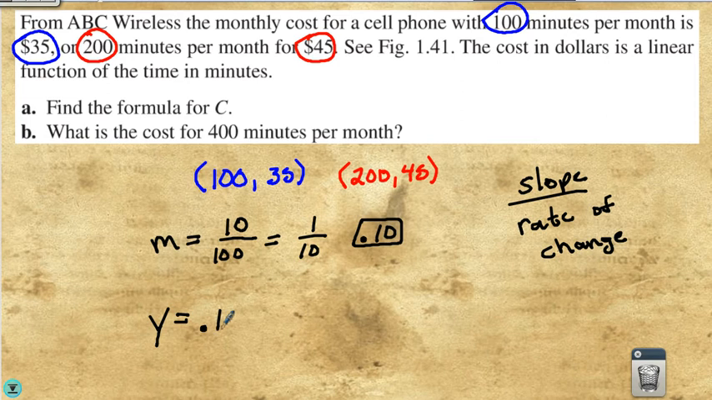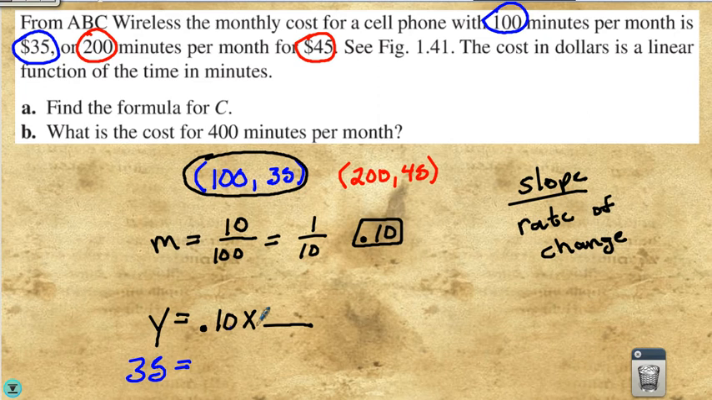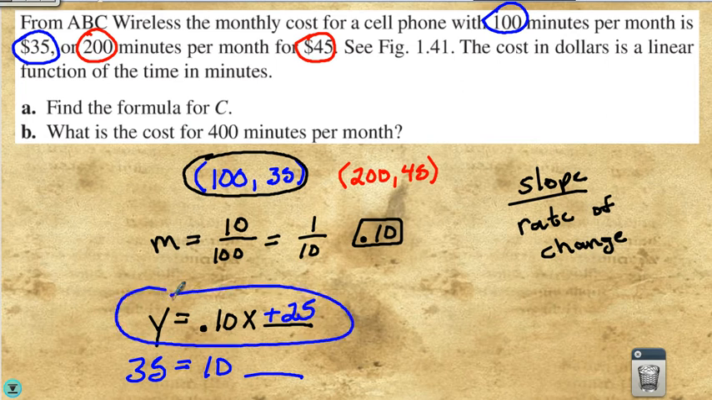To find the other part of our equation, we do the exact same thing. We plug in one or the other. Let's plug in this point. 0.10 times my x equals my y, so let's plug that in. Gives me 35 equals 0.10 times 100. I believe that would be 10. Blank. What goes in blank? Plus. 10 plus what is 35? 25. Good. There's the relationship.